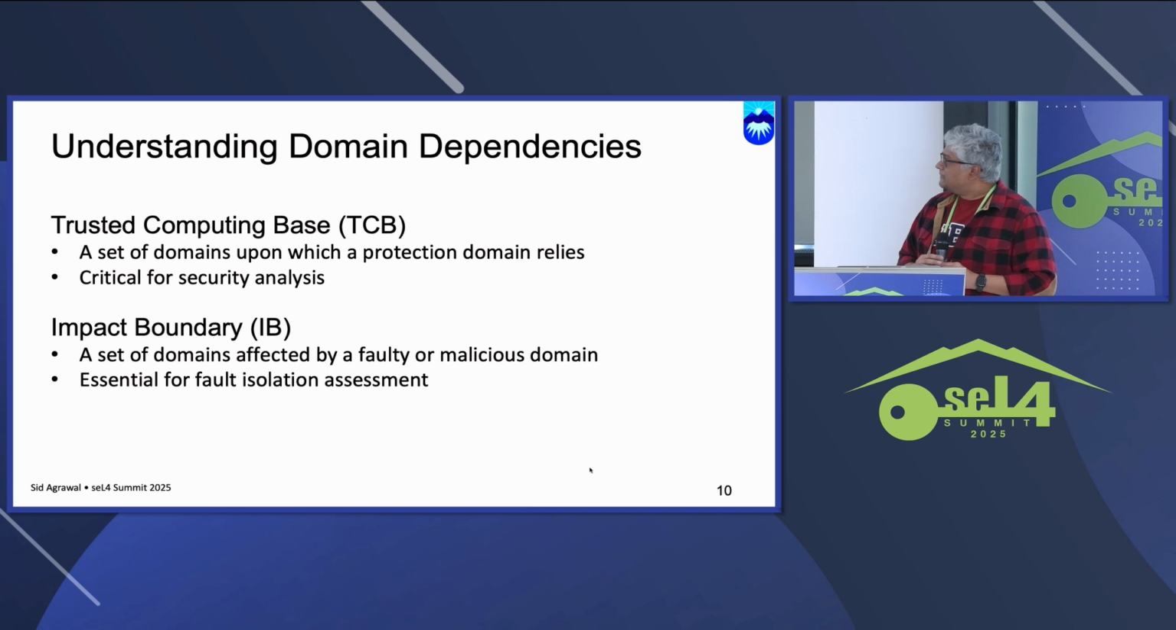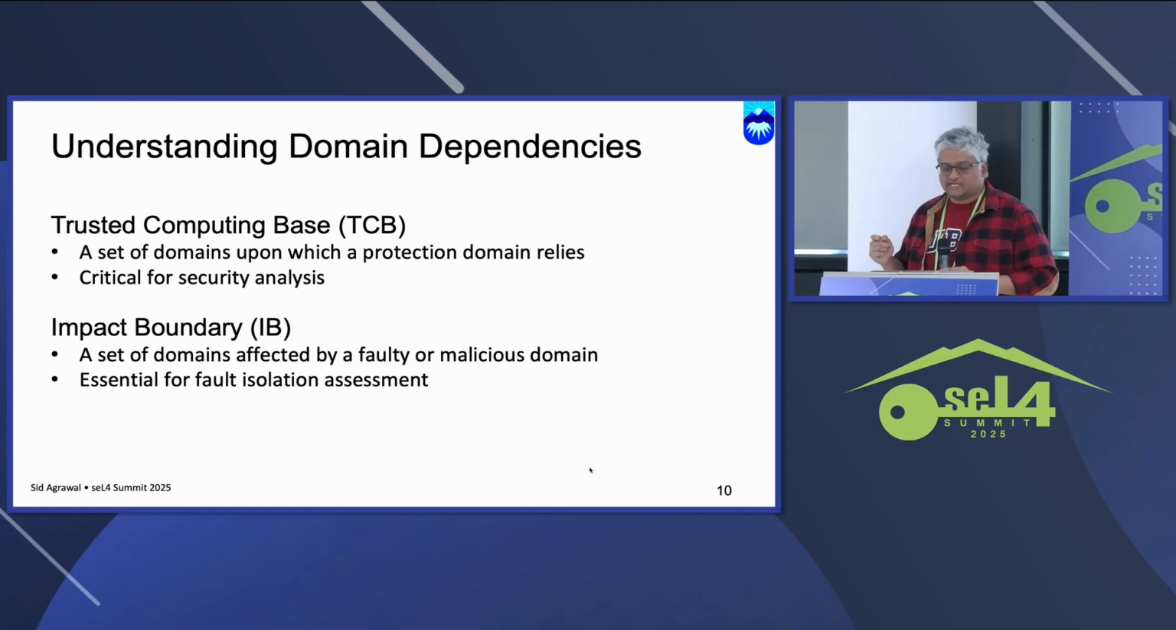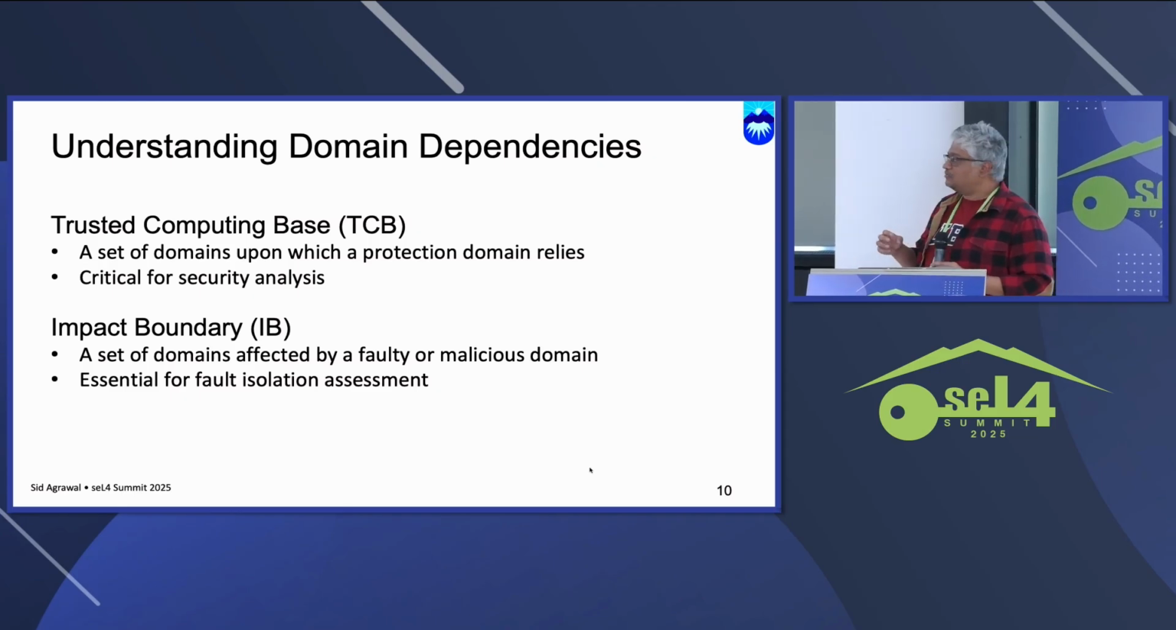So what kind of precise questions do we want to answer? We want to be able to calculate precisely what is the trusted computing base for a given protection domain. So what are the set of domains it depends on to function correctly? Similarly, we want to understand what is the impact boundary of a protection domain. If a given protection domain misbehaves and does something bad, what are the other protection domains in the system it can impact?